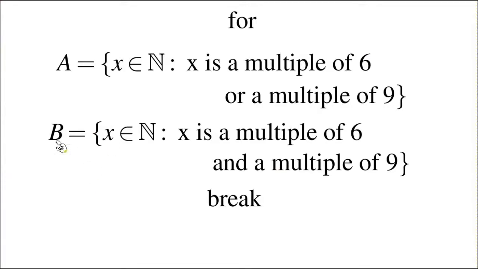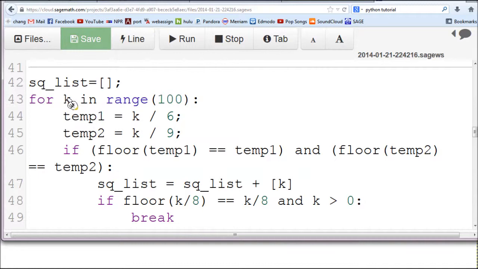Alright, in the second example, we're going to create this list of numbers that are a multiple of 6 and a multiple of 9. And in that, we're going to also introduce something called break inside the for loop. And it's very, very useful. So here it's exactly the same thing. The k is going through 0 to 99. It's in this list, a range.